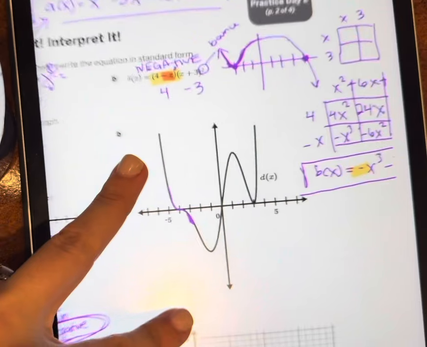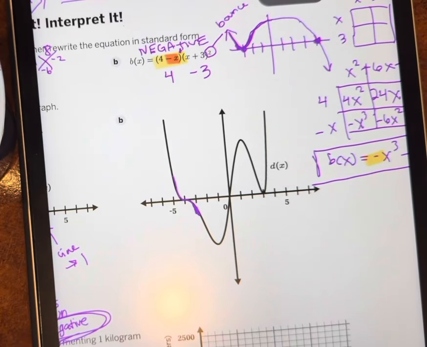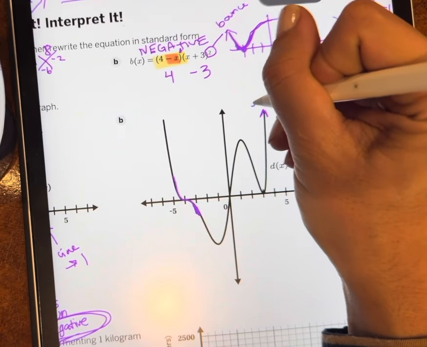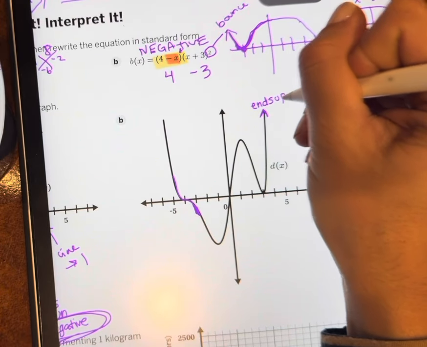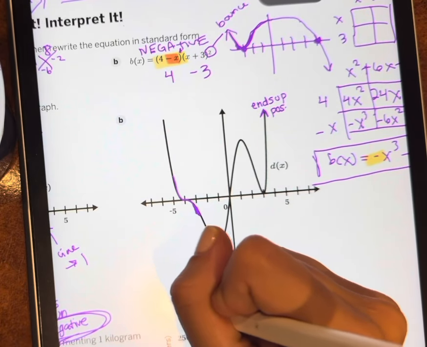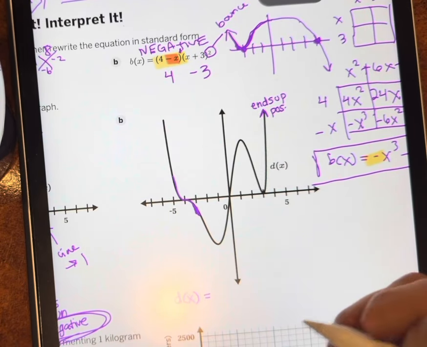Okay, let's go over here. And let's play our same clue game again. All right? You guys pause the video, try it on your own, please. Okay? And then come back and see if you got it right. This one ends up. So this one is positive. Clue number 1. D of x equals a positive.